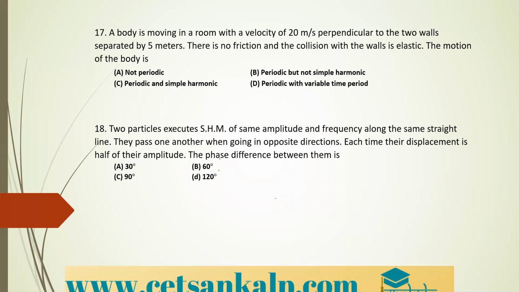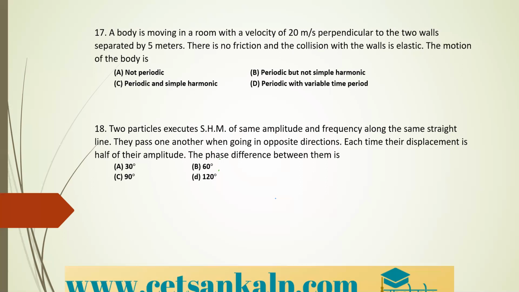Okay, the next question. Two particles execute simple harmonic motion of the same amplitude and frequency along the same straight line. They pass one another when going in opposite directions. So two particles are there of the same amplitude and the same frequency. They pass one another when they are going in opposite directions. Each time their displacement is half of their amplitude. So the displacement they specified is half of the amplitude. The phase difference between them is given by.